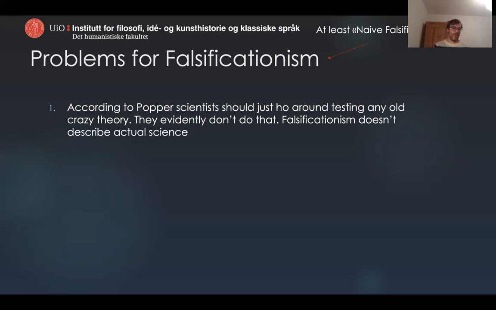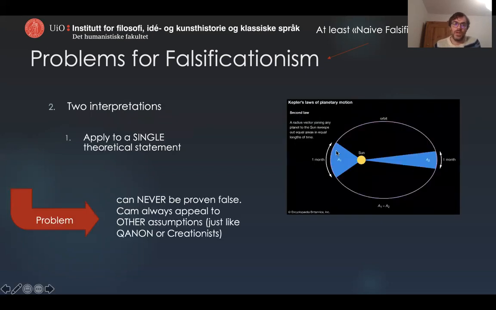They shouldn't try to confirm their theories. They should try to falsify theories. But it doesn't seem like that is actually what scientists do. So falsificationism doesn't seem to describe what's actually happening in science. A further and bigger problem is that there are really two ways of understanding falsificationism.